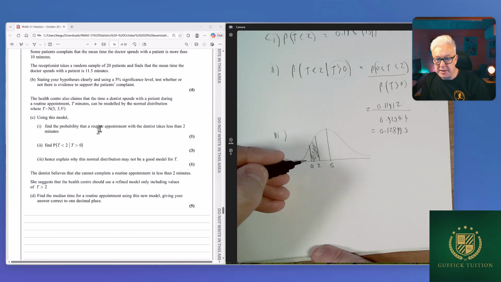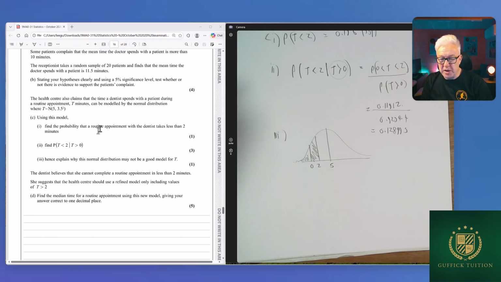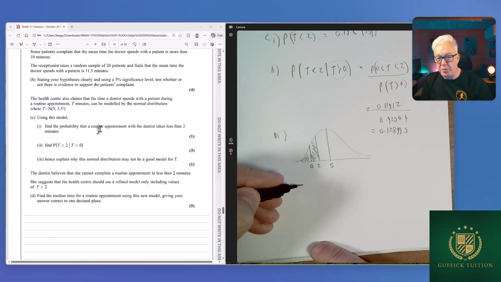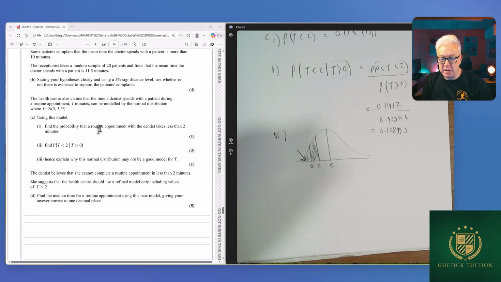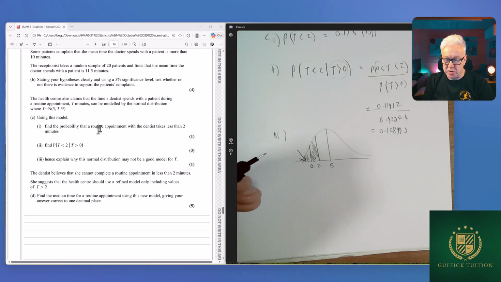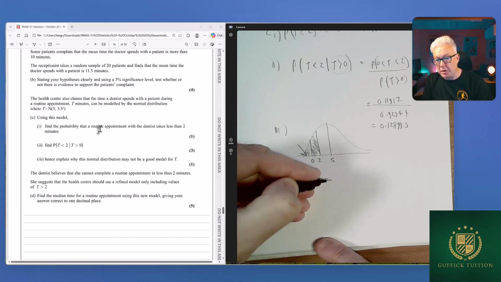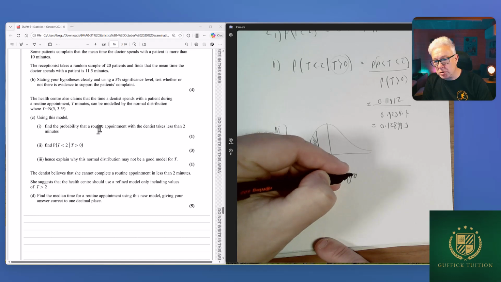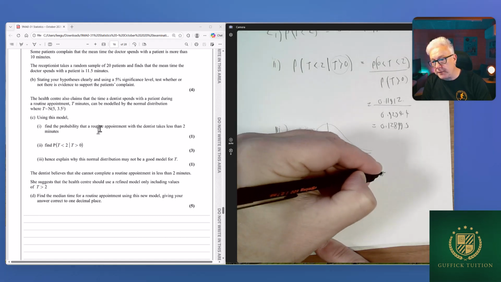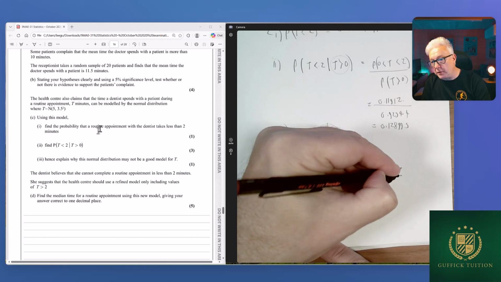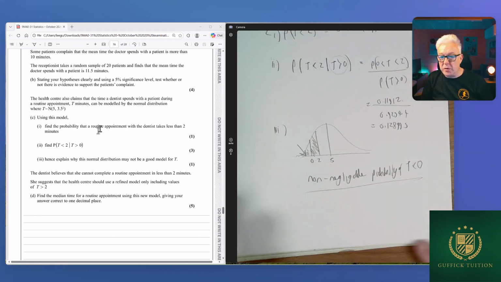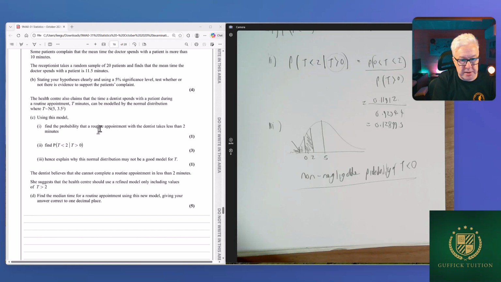The problem with this is, if you notice here to the left of the 0, there's an area, there's a probability. So this model predicts that there is a certain probability that a doctor could spend less than 0 time with a patient, which makes no sense whatsoever. So the way you could say it is that there is a non-negligible probability of t is less than 0, which makes no sense.